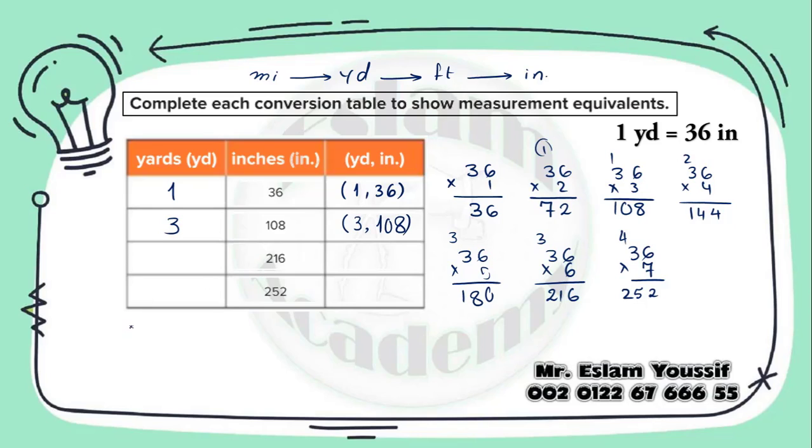Now we have 216. We can find 216 when you multiply by 6. So the ordered pair now would be 6 and 216. The last one that we have is 252. We can find it when you multiply by 7. So the ordered pair now would be 7 and 252.